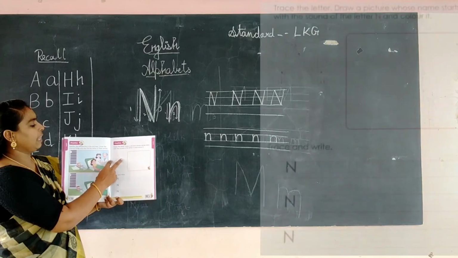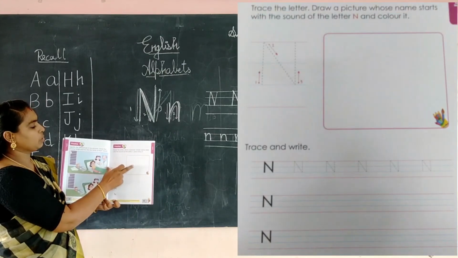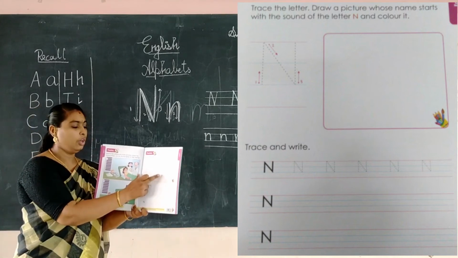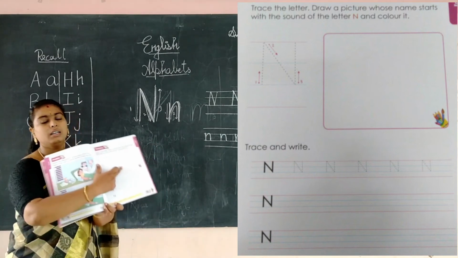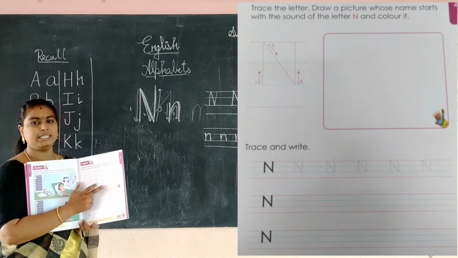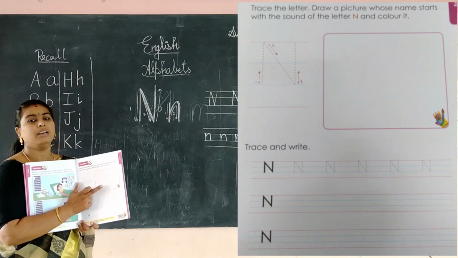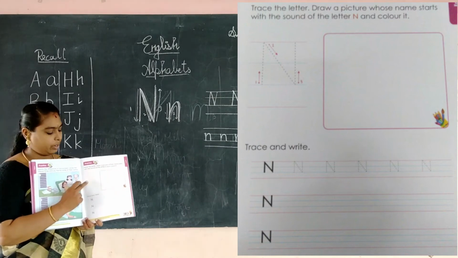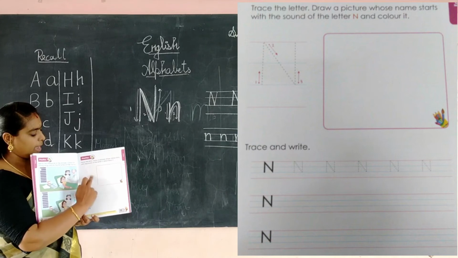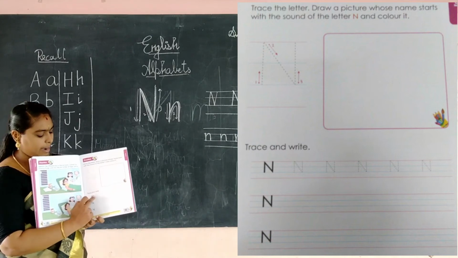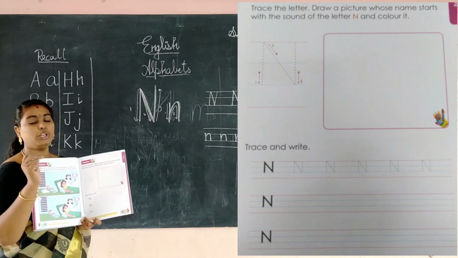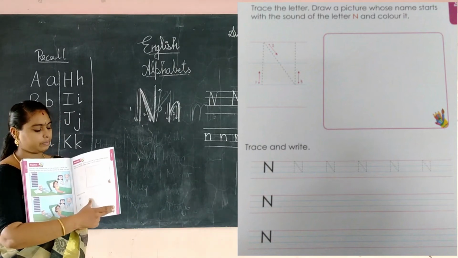Next, trace the letter. Draw a picture whose name starts with the sound of the letter N and color it. You want to draw a picture of letter N. உனக்கு எந்த picture ஈஸியாக இருக்கோ அந்த picture இதில் வரைஞ்சி கலர் பண்ணணும். நெக்ஸ்ட் இதில் ட்ரேஸ் பண்ணணும். Okay, small n. Trace like this and write here small n. Say and write. சொல்லி சொல்லி எழுதணும், ஓகேவா?